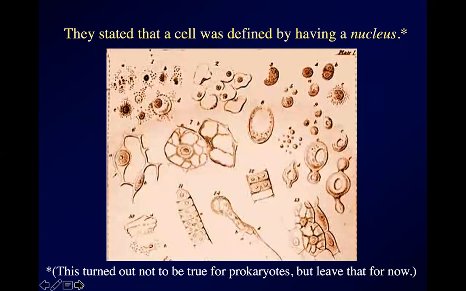They originally stated that what defined a cell was having a nucleus. It's this blobby thing with a smaller blobby thing inside. These are some of their original drawings. We now know that that's not true for prokaryotes. But we'll let that pass. They didn't know yet that prokaryotes are made of cells, but the cells are constructed in a different manner.